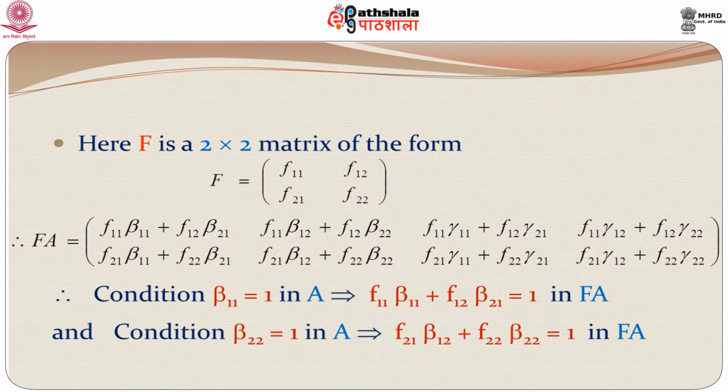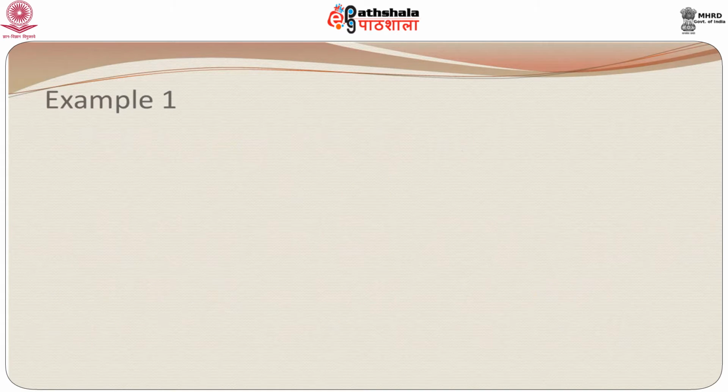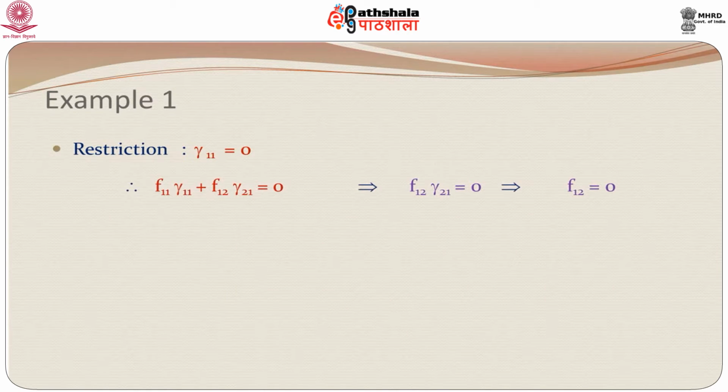So, these are two conditions that we have, but you can see that from this you cannot solve for F11, F12, F21, F22. Now, let us look at some restrictions. The first example that we look at is gamma 1 1 is equal to 0. So, this is a restriction on the first equation. What would you expect? There are two equations and there is one restriction. So, you would expect that the order condition is satisfied and possibly the first equation would be identified, but not the second. But let us see this.